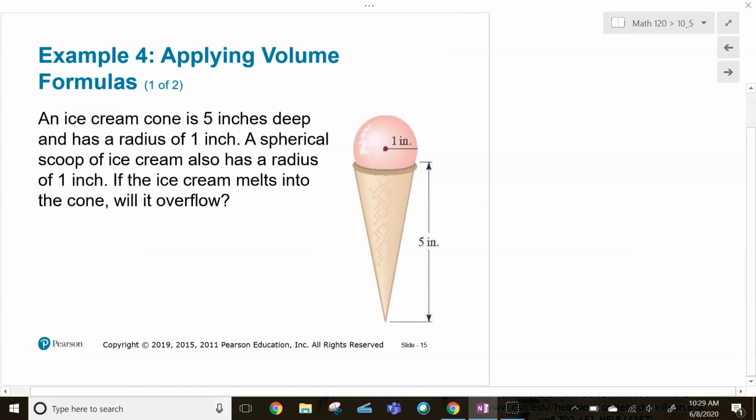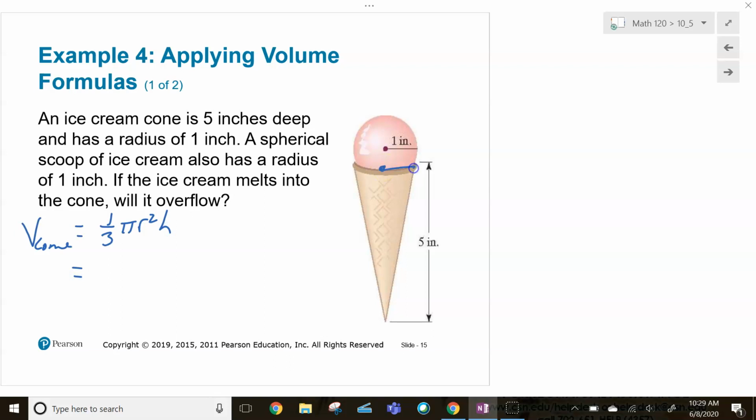All right, so let's do the volume of the cone. Let's see how much room we have, how much volume we have.